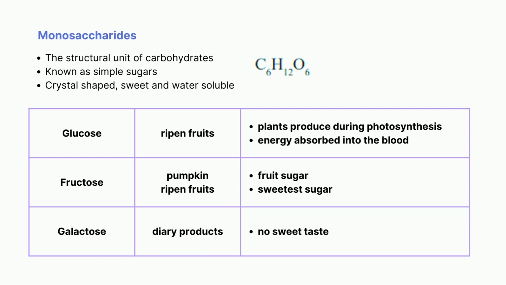The third type of monosaccharide is galactose. This is mainly present in dairy products like milk, yogurt, and curd. This does not have a sweet taste. If you have drunk fresh milk without adding sugar, then you would have felt this. I'm sure, students, now you have a very good understanding of how monosaccharides are formed. Now let's move on to the disaccharide.